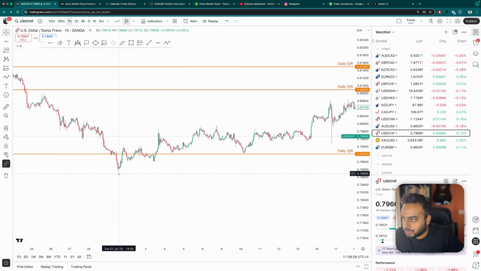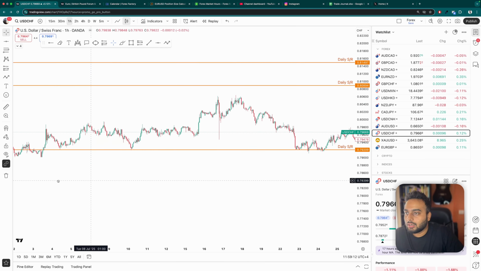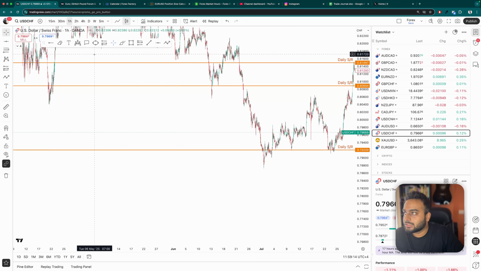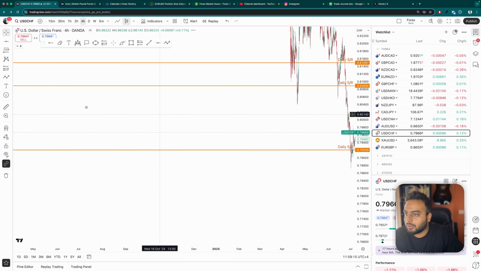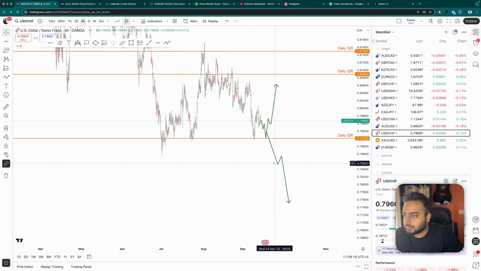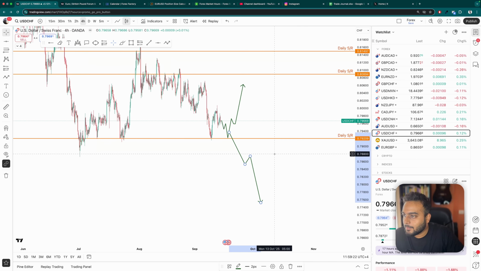I want the structure to form something like this. Go double on this, a double structure of this. Go double on this and then retest and then sell. So once the price is around here, only then I'll put a sell limit. It's as simple as that. Let's see how we can put it on 4 hour. Yeah, so sell limit like this.